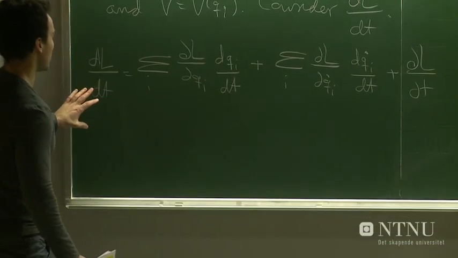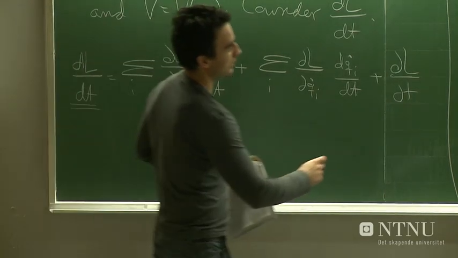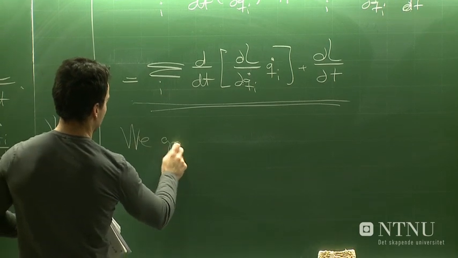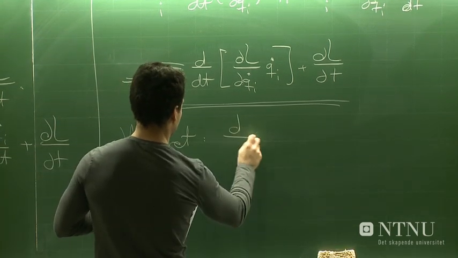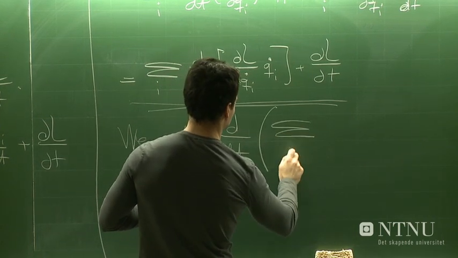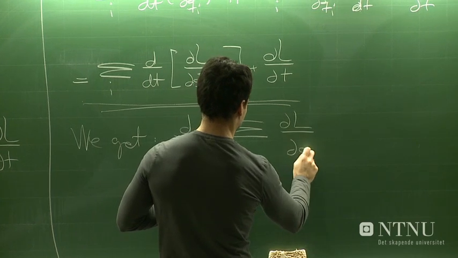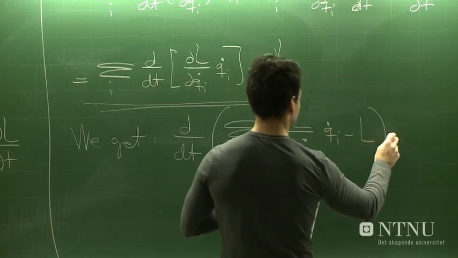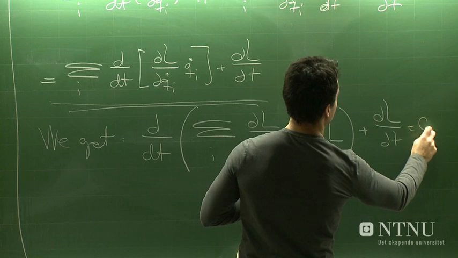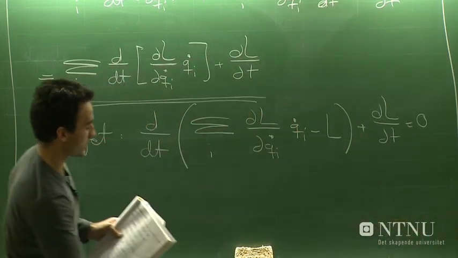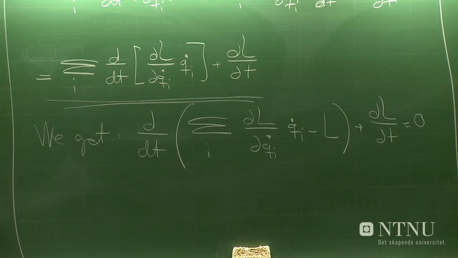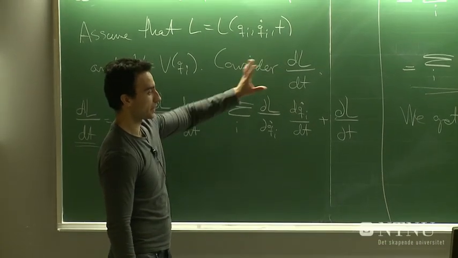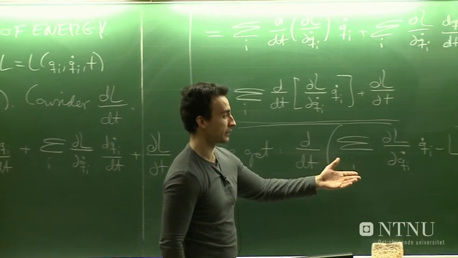And if I now simply move this term over to this side, I get the following equation. So what we did here was to consider the time derivative of L and then use Lagrange's equation to obtain the following form.